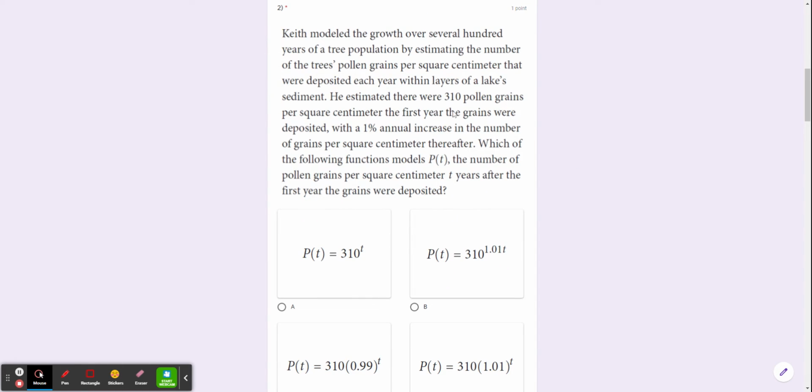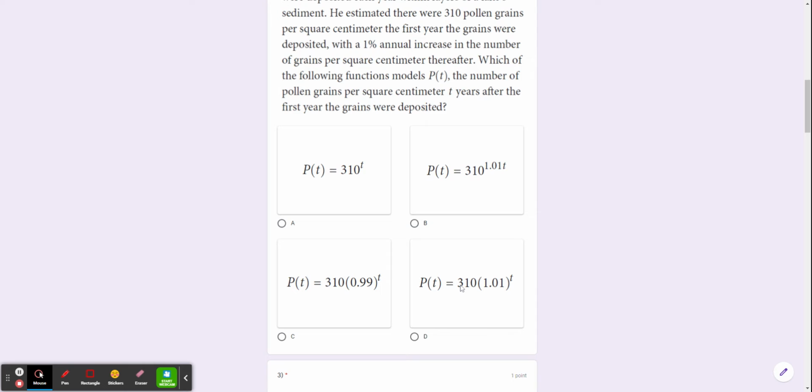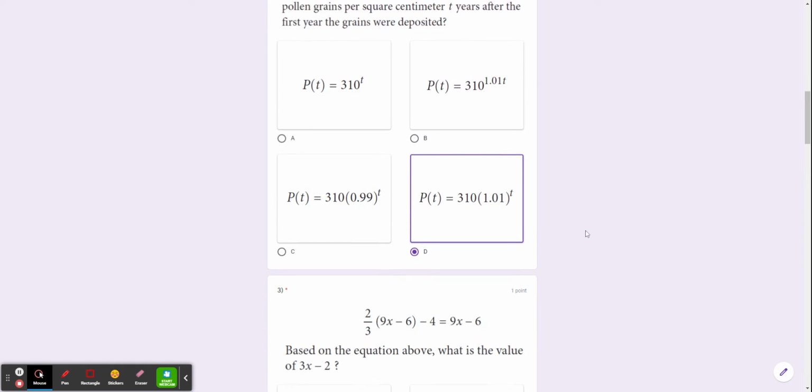Okay, so the first year is actually t equals 0, because t is measured after the first year, so t equals 0 is the first year. So if I plug 0 into any of these equations, I should get 310. That actually doesn't happen for these two, so I can eliminate those right away. Now, population is increasing, so if I plug 1 or 2 into one of these two equations, I just need the one that makes the number go up. It actually ends up being this one. The other way to think about it is with a 1% annual increase. That means it needs to go up by 101%, which is that number right there.